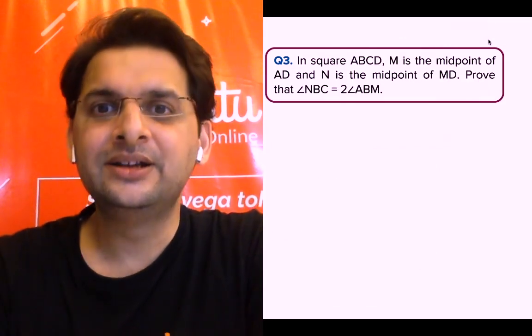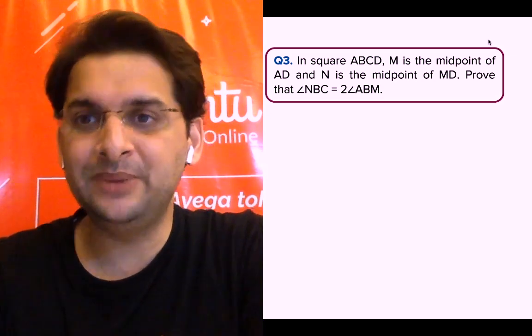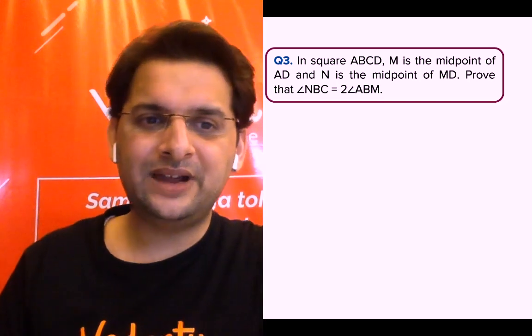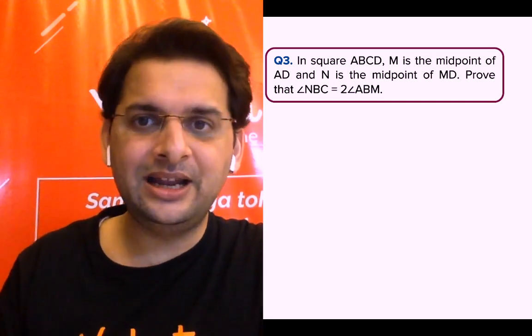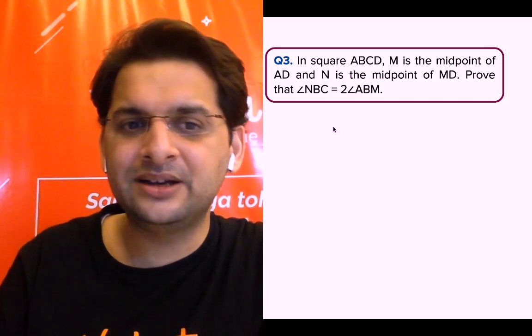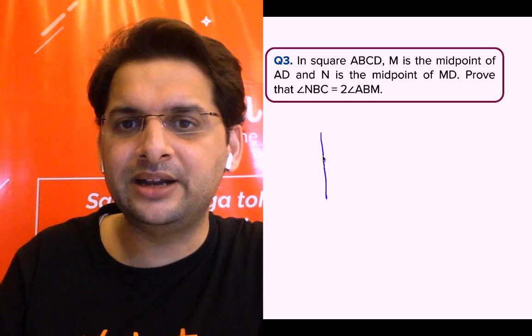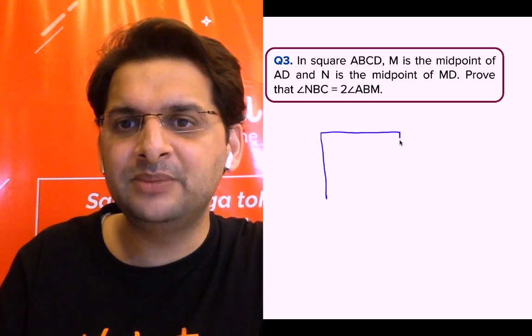Amazing question again. A square ABCD, M is the midpoint of AD, N is the midpoint of MD. Prove that angle NBC is 2 times angle ABM. So let me make things easier for you by drawing a diagram.